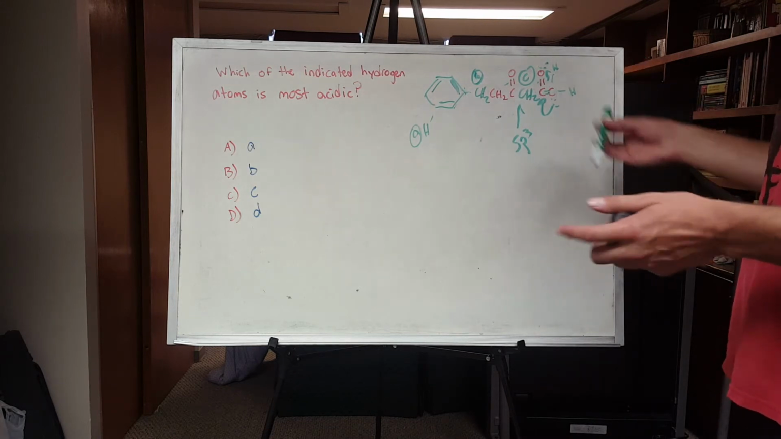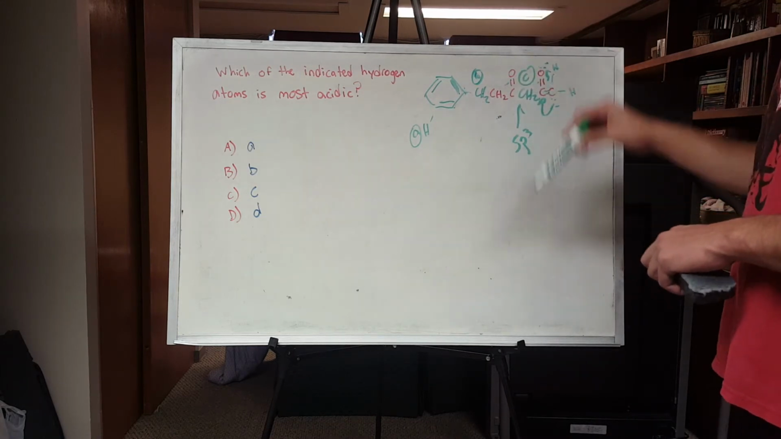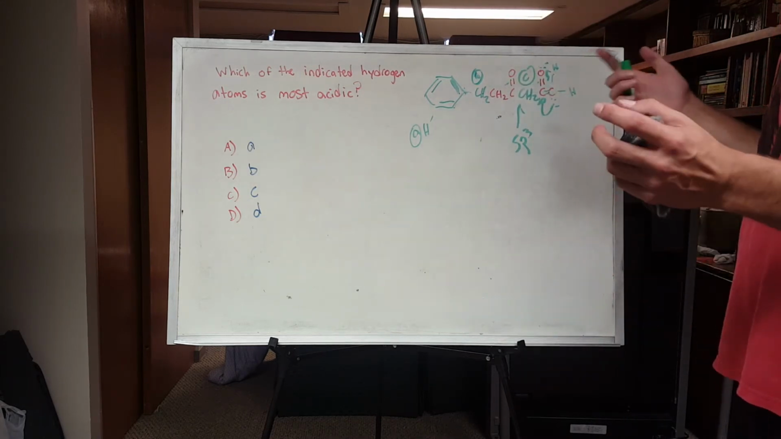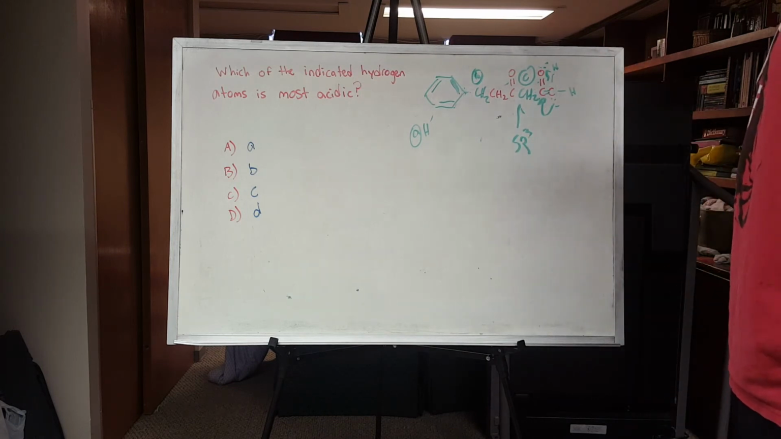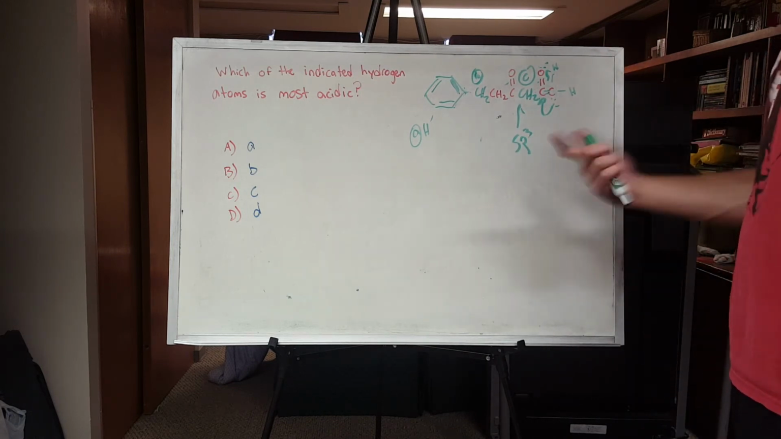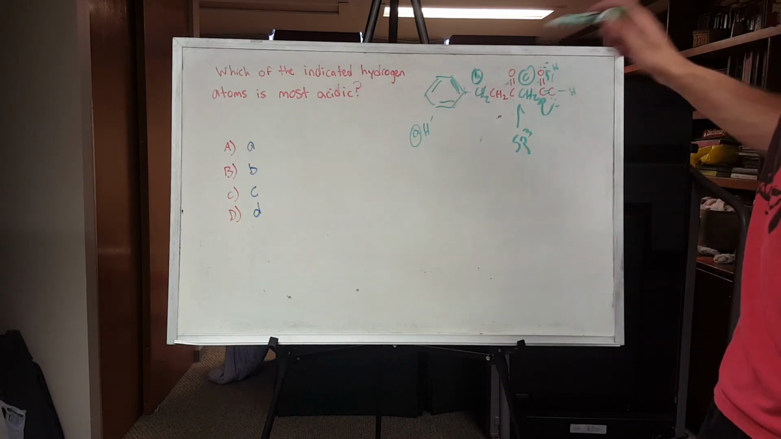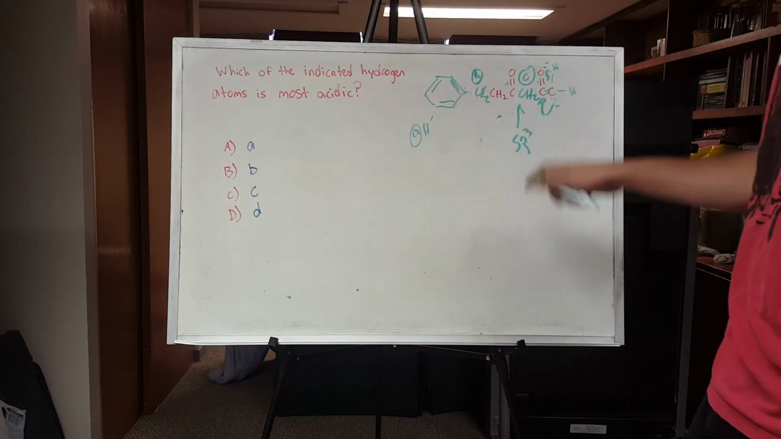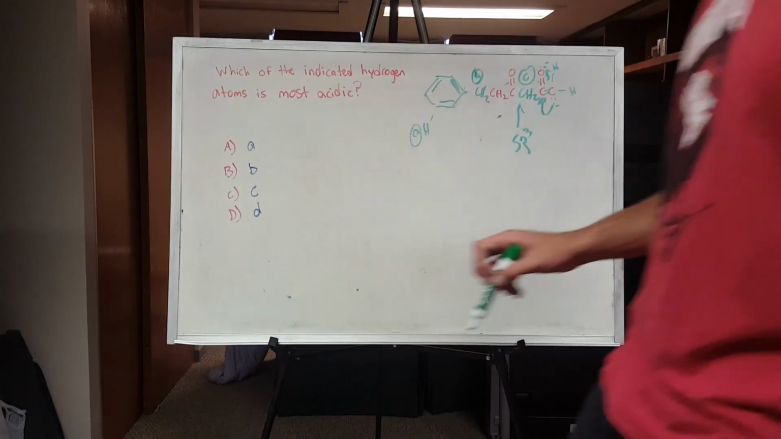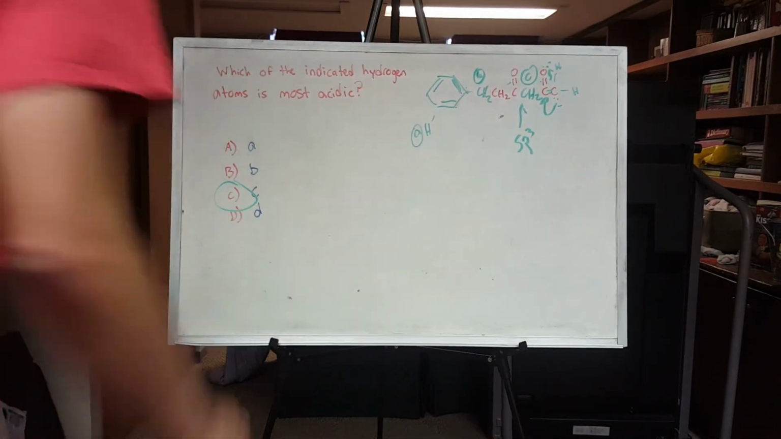And what that did was it stabilized that conjugate base. It moved minus charge off of a carbon, which is not that electronegative, so you don't want minus charge on it. But hopefully through this long-winded explanation, you see that C is the most acidic. This one.